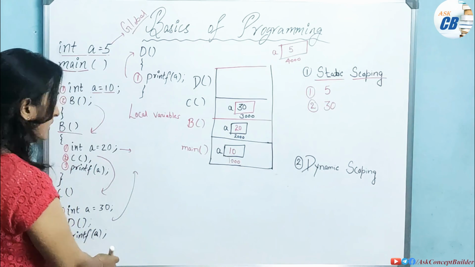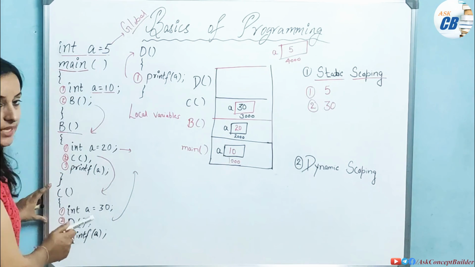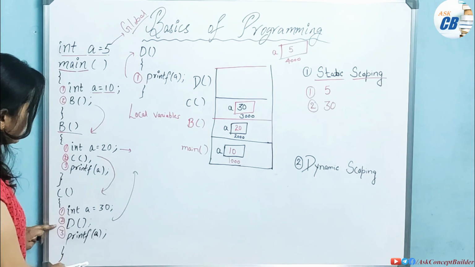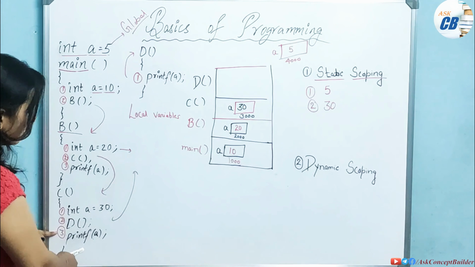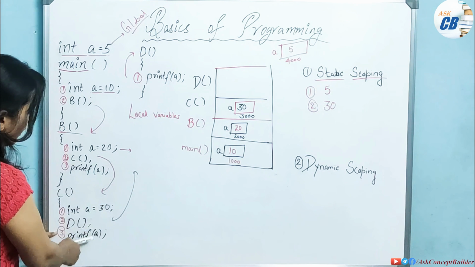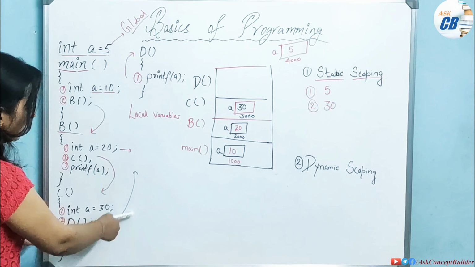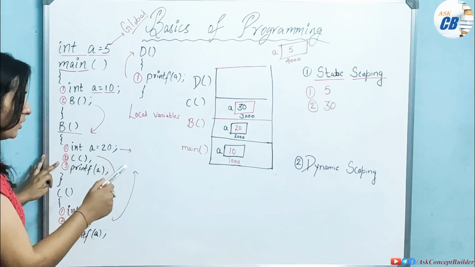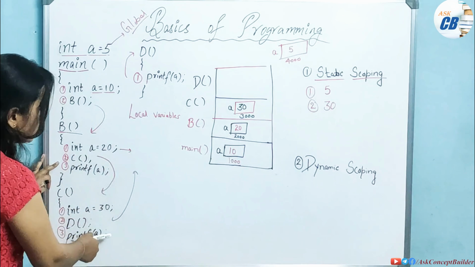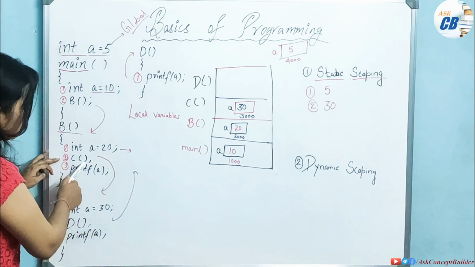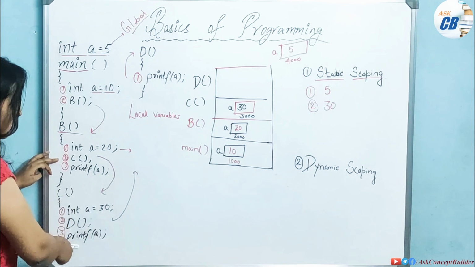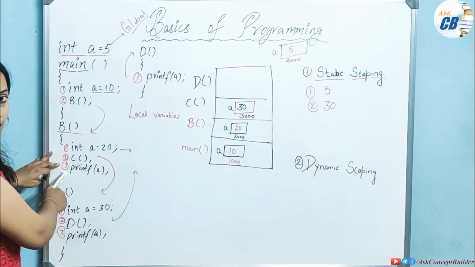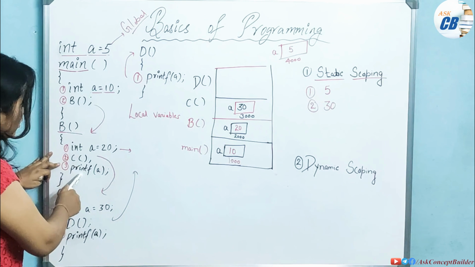Now you can see that for this C function, all three statements are completed, and we have printed the value also. Now when this C function is completed, it will go back to the point from where it was called. We called the C function from here. Now this part is completed, so we will move to the third statement of this function, which is printf a.